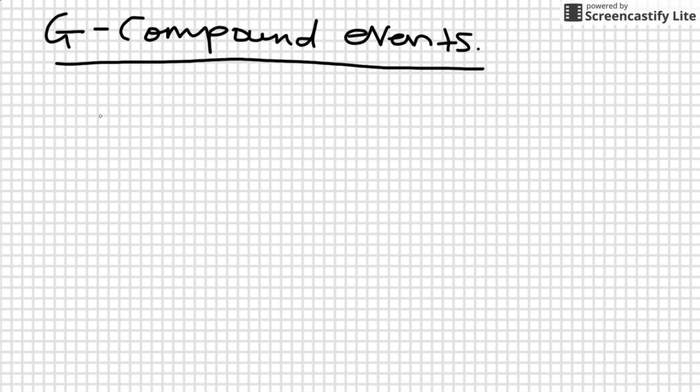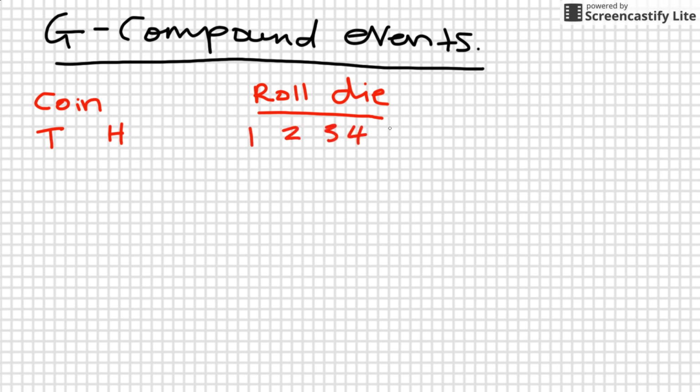Let's suppose we'll think of flipping a coin. There are one of two possible outcomes for flipping a coin. We have tails or we have heads. Let's say we then, after we flip the coin, we roll a dice or a die. There are 6 different possibilities. 1, 2, 3, 4, 5, and 6.